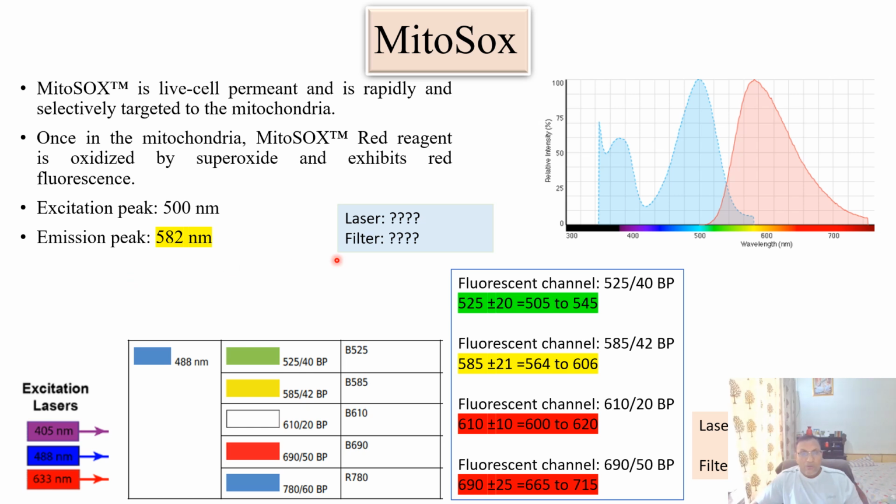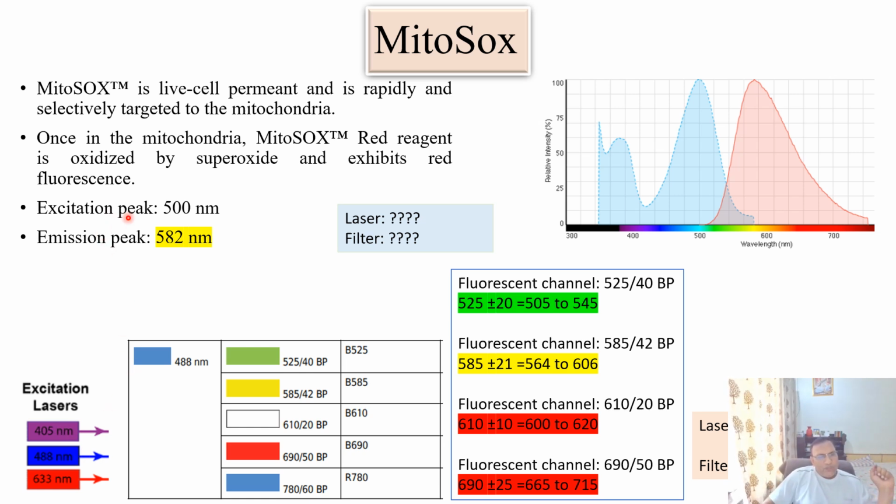Now, as we learn about the lasers, there are three lasers commonly used in the flow cytometer. One is the violet, the second is the green, and the third is the red. Green one.